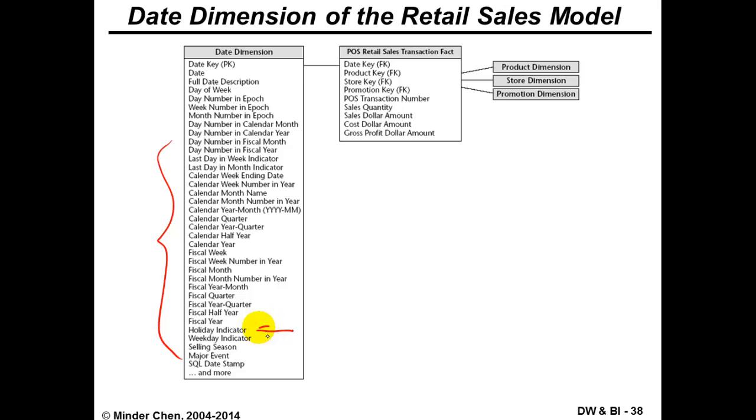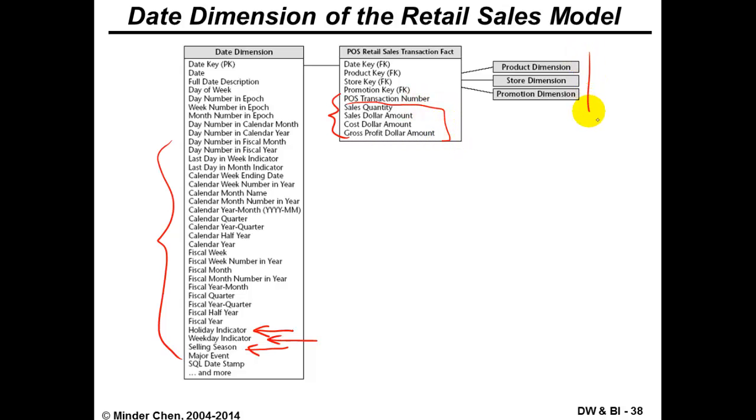We want to find out whether that's a holiday. We want to find out what day it is in a week. We want to find out whether it's part of the selling season, and whether it's a weekday or weekend, because that all affects our sales. Those are the drivers that potentially affect the sales that we have. This is the facts table, which contains some measures as listed here. Particularly, those are the possible measures.